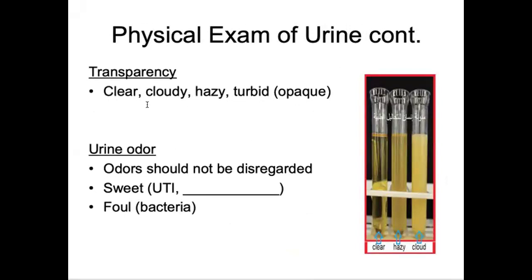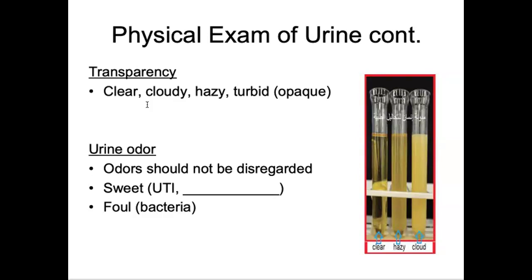And finally, urine odor. So we're talking about things that you don't always get to pick up on because nobody expects you to smell people's urine, but this is something that can tell you something about the function of somebody's kidneys and their overall health. For instance, sweet smelling urine can indicate things like a UTI or even diabetes mellitus because there's an excess of sugar. Foul smelling urine could indicate bacteria.